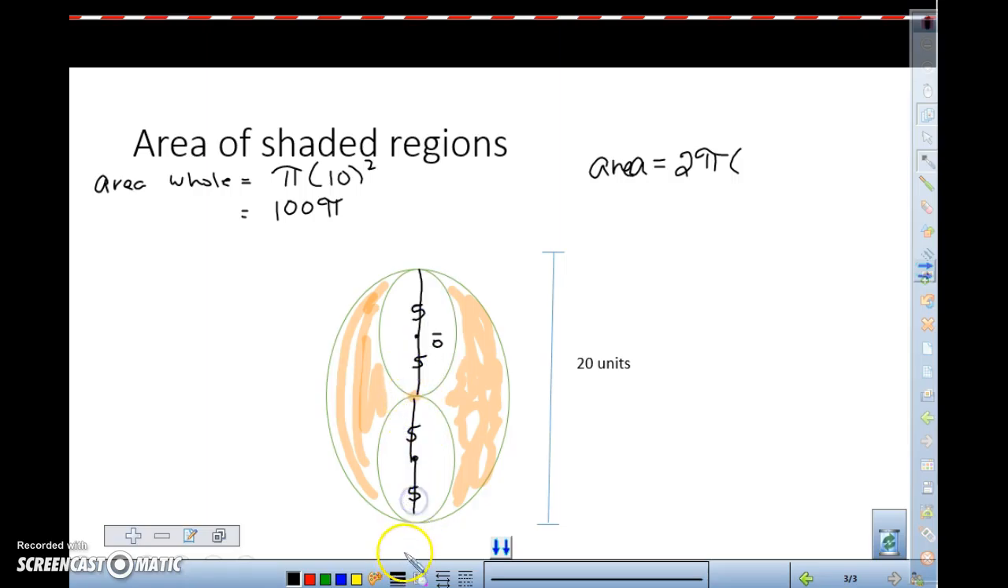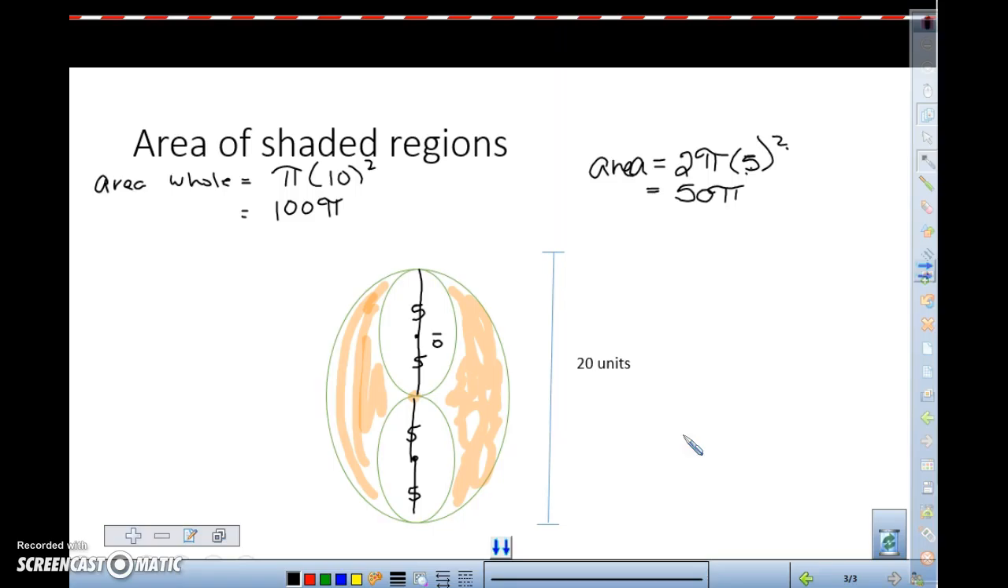Let's see how we came up with that. I took 20 and divided it by 4, essentially, because there's 4 radius that make up the full circle. All right. Again, I'm not going to multiply by pi yet. I'm going to do that at the very, very end. So 5 squared is 25 times 2 is 50 pi.